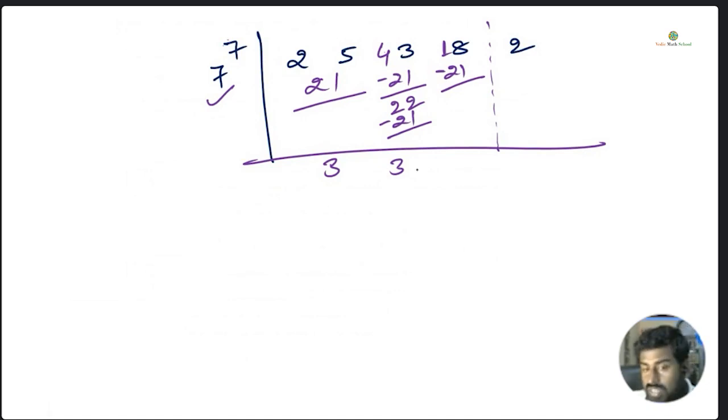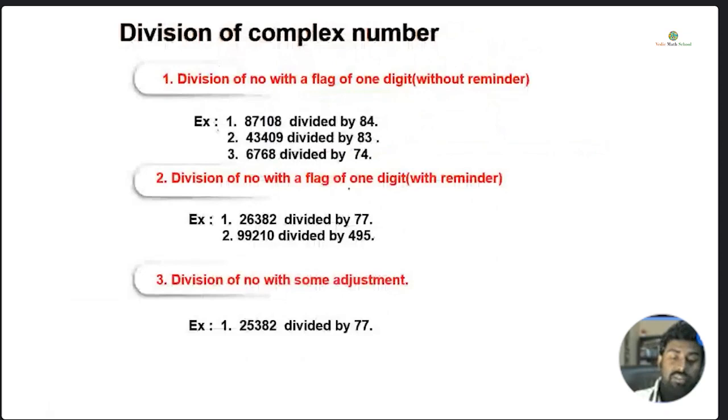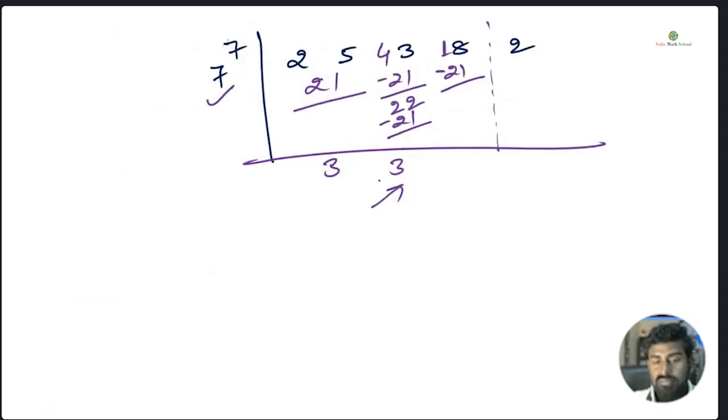So what are we going to do? We are going to do the adjustment. That is the topic name. Some adjustment. What is the adjustment? This is the adjustment. It means we will have to go back a step, and now instead of taking 3, we have to take only 2. It means it will become 14. So what is the remainder from here now? 8 is the remainder. 22 minus 14, 8.